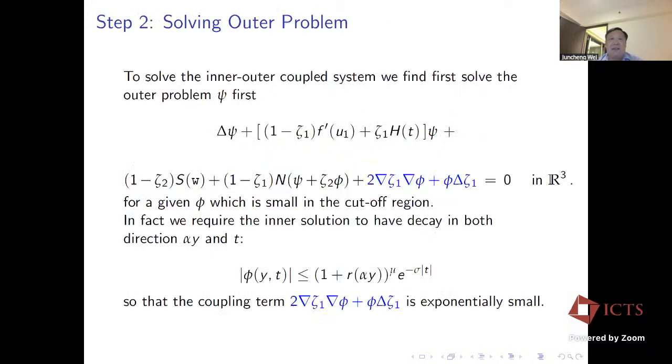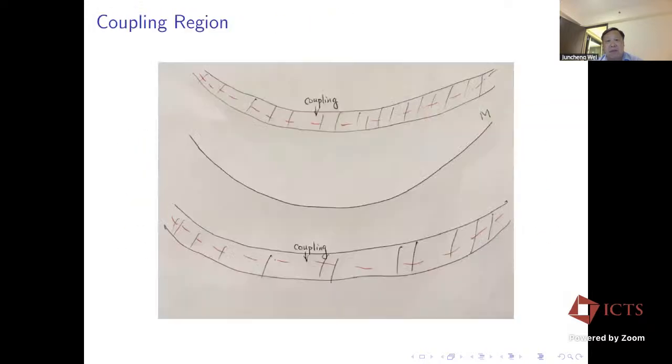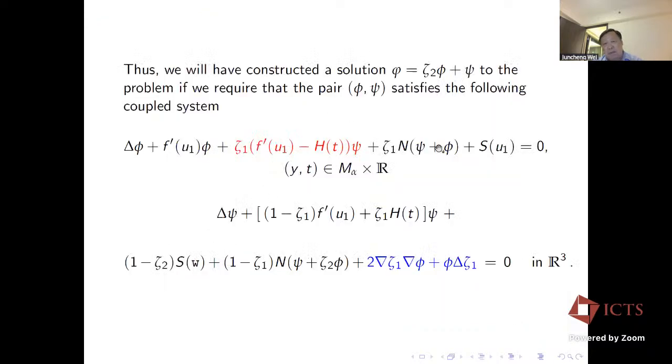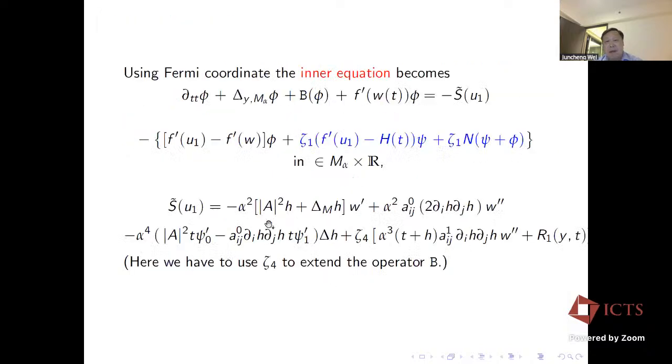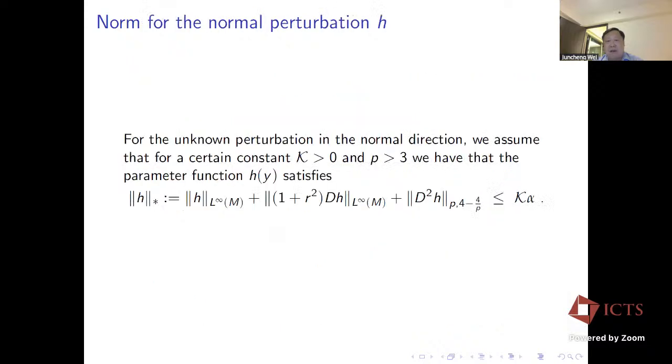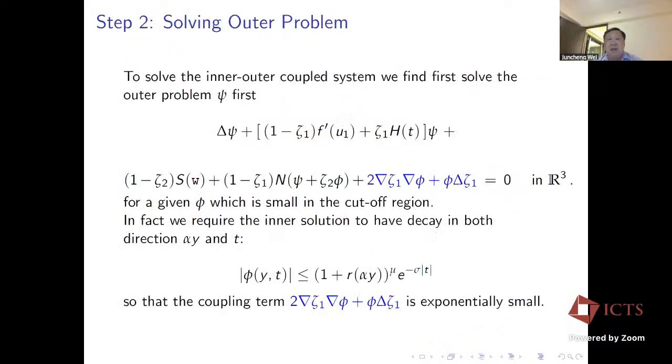Okay, so this is the first step. We decompose the problem into an inner and an outer problem, two problems. This is a coupled system. Now we need to solve the inner problem and the outer problem, and we have defined all these norms. We solve the outer problem first, which is easier because we already cut the profile near the interface. So the outer problem really looks like Laplacian minus 1.